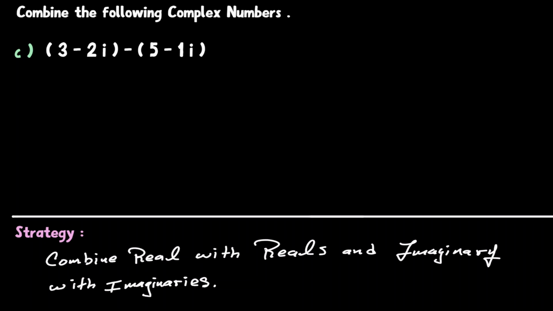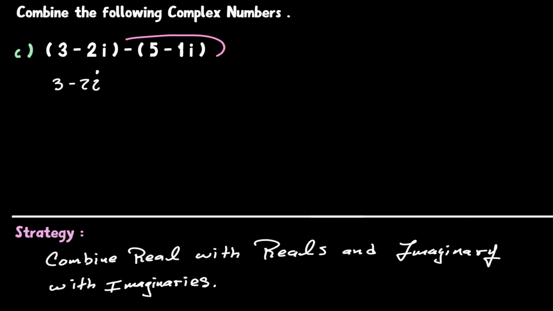Let's take a look at example C. So let's start by identifying the complex numbers that we are combining. 3 minus 2i, that is one complex number, and 5 minus 1i, that's another complex number. Let's drop the parentheses to make it cleaner. In our first parenthesis, there's nothing in front of it, so let's just bring that down.